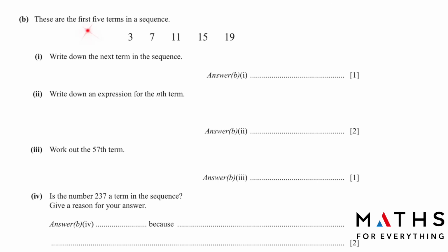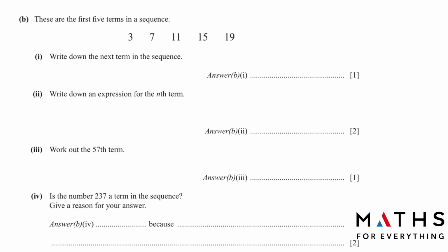We have been given the first 5 terms in a sequence. Let's see the difference. It's very important to check whether you can get the next term by adding or subtracting or by multiplying or dividing. If you get by adding or subtracting, then it is an arithmetic sequence.